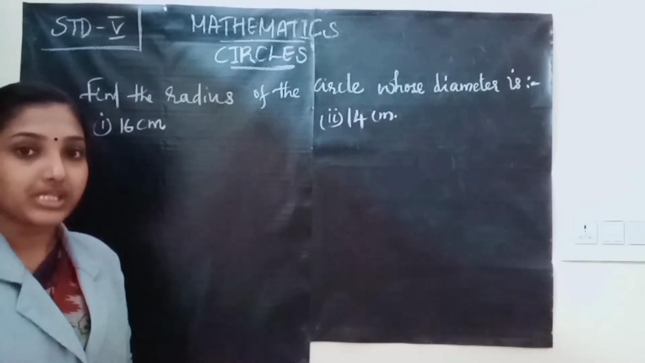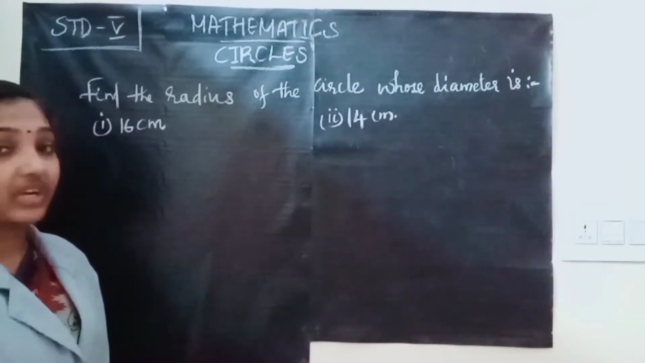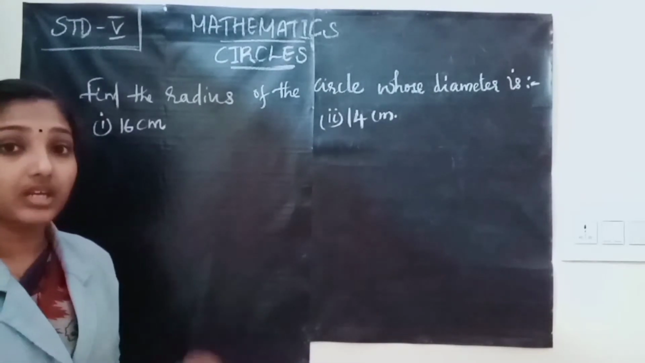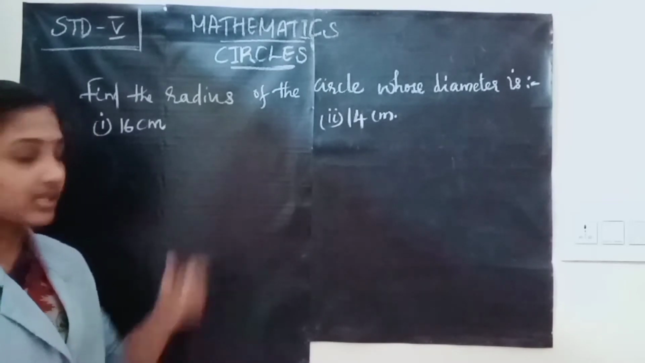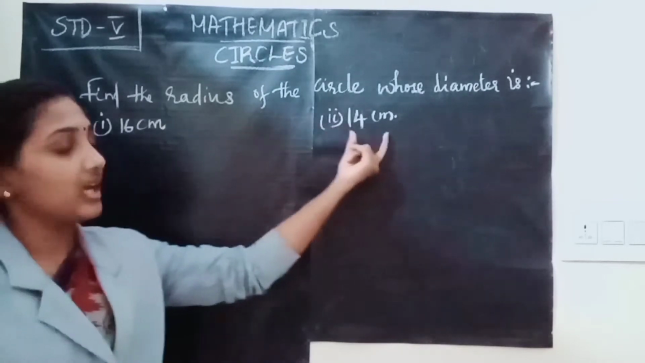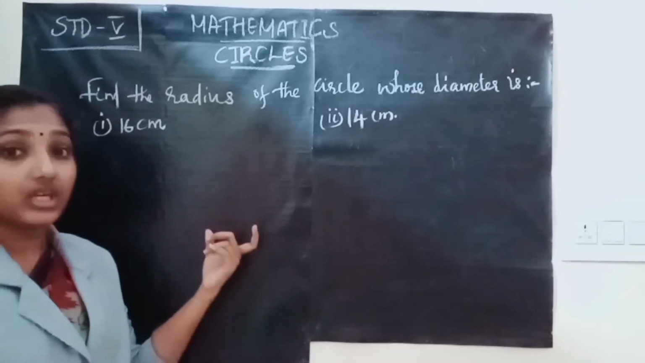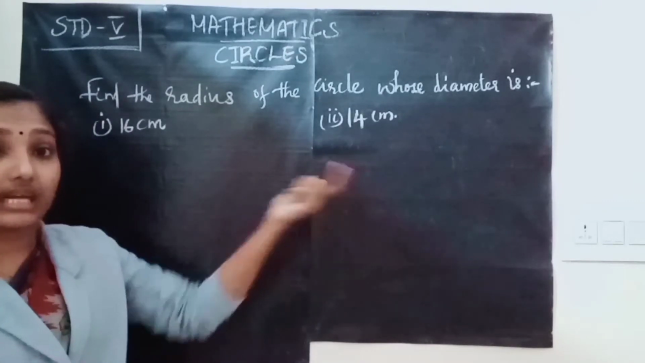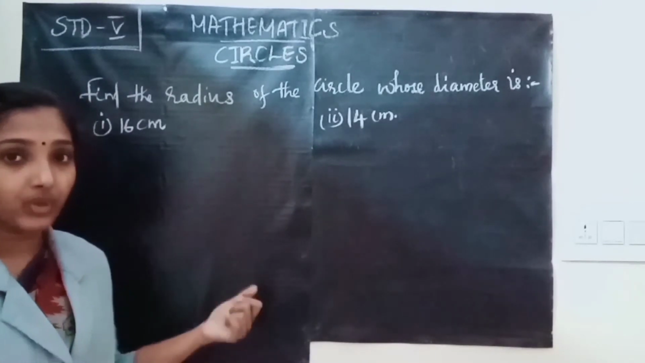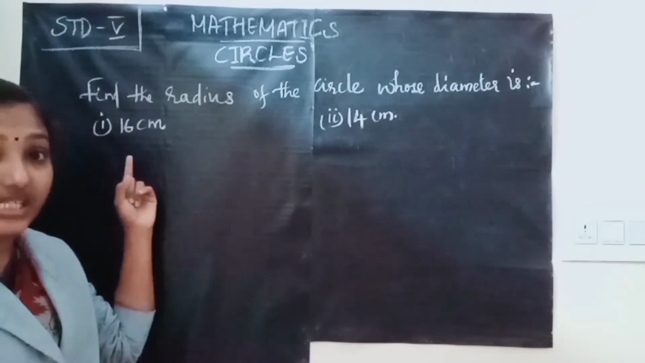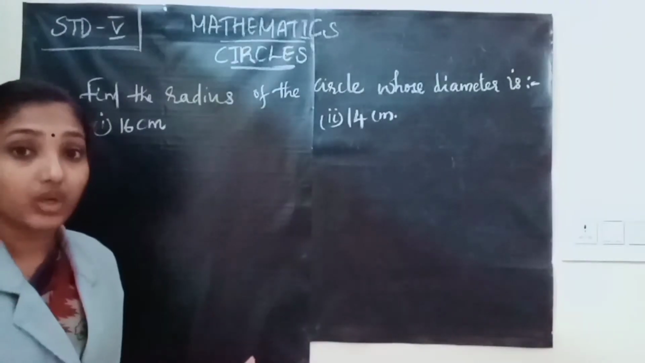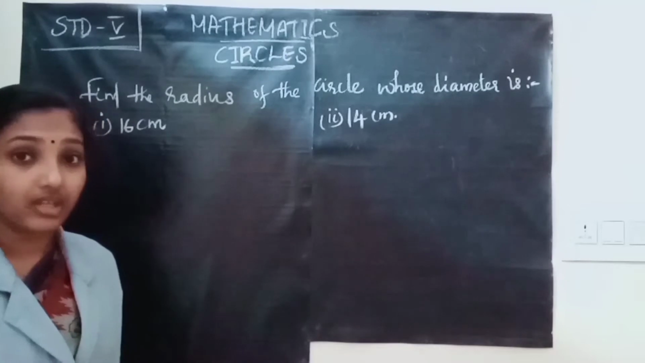Moving to our next question. Here we have to find the radius of the circle whose diameter is 16 centimeter and 14 centimeter. So here we need to find the radius, and the diameter of the circle is given. In this question, it is 16 centimeter. And we know the relation between diameter and radius.